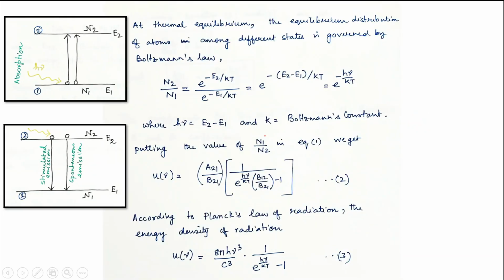Now at thermal equilibrium, we have also discussed this earlier. The distribution of atoms among the different states is governed by the Boltzmann law. So this is N2 by N1. If we take the ratio, this is equal to e to the power minus (E2 minus E1) by kT, where k is the Boltzmann constant and E2 minus E1 is h nu, that is the energy difference between the two states. So e to the power minus h nu by kT.